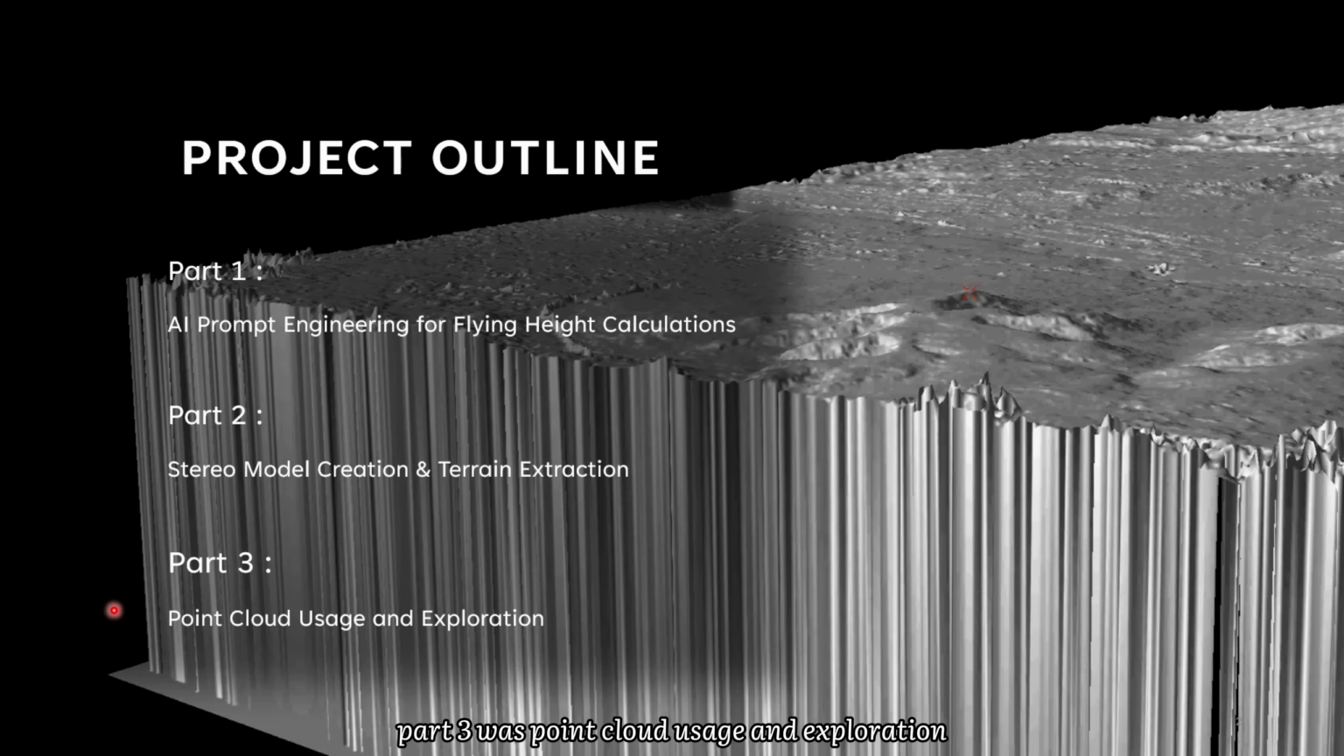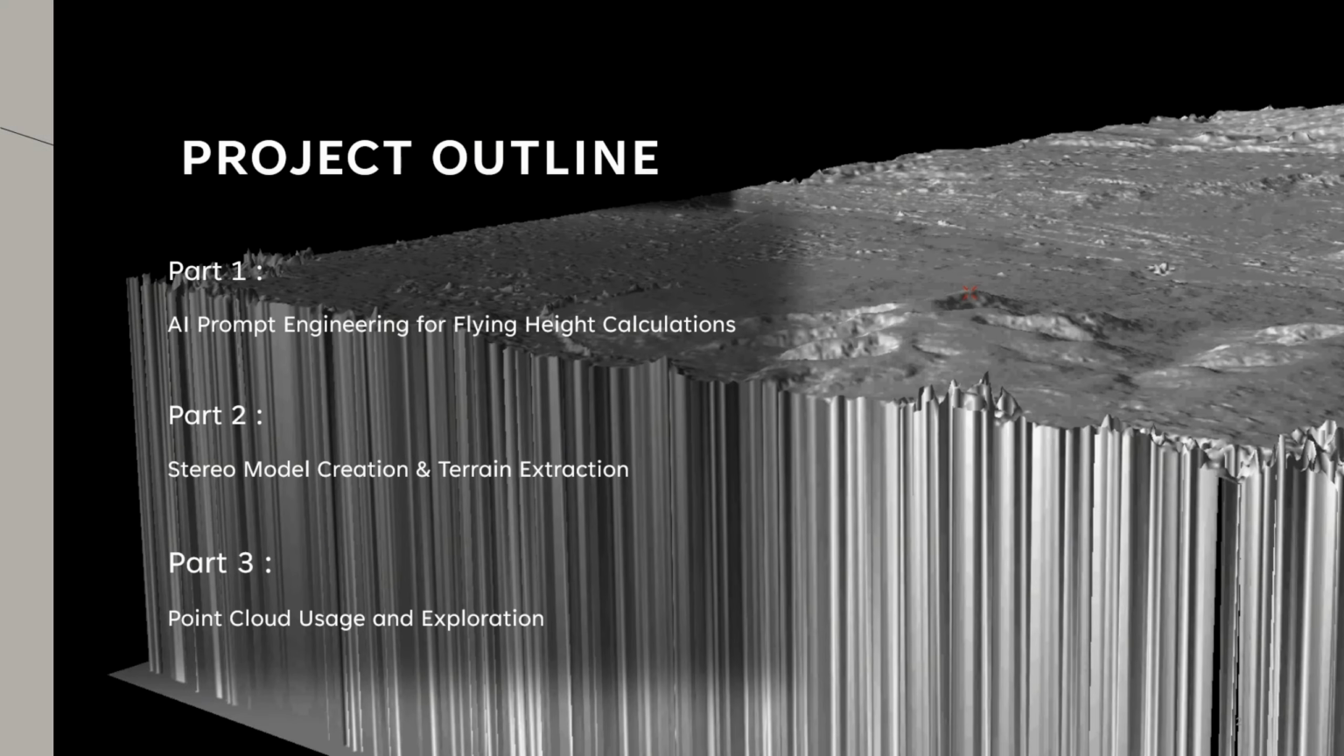Part 3 was point cloud usage and exploration, where we collected point cloud as well as high resolution imagery from Newark, New Jersey, around the area of Wake Park, and also from an area in Florida. These parts will be discussed in more detail going forward.